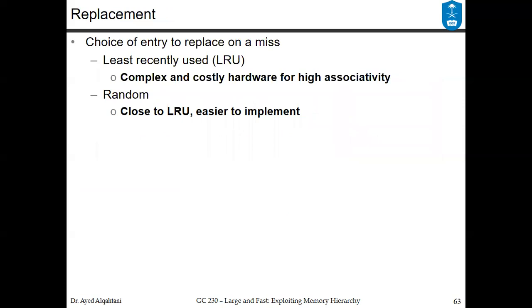Now for the replacement, there are two choices. The choice of an entry to replace on a miss: either you use the least recently used or you take it as random. The least recently used is complex, and you need to have a way to know which entry is used more than the other, which one is the least recently used, which one is the most recently used, and based on this, you need to add some hardware. For the random, it's close to the least recently used and easier to implement, especially if the associativity is higher.